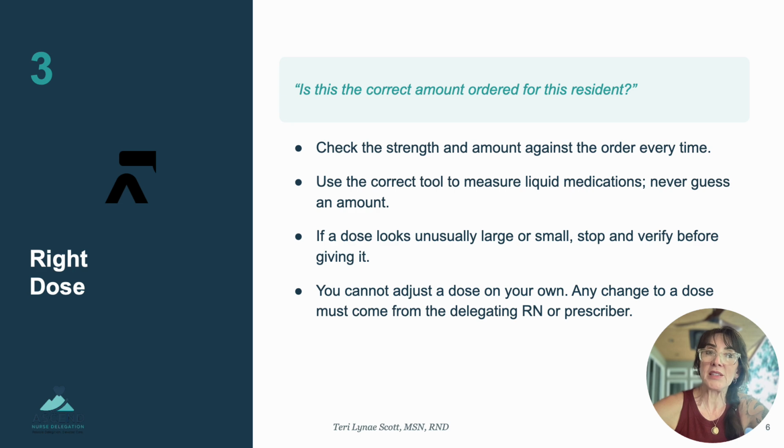The right dose means the exact amount ordered. Never estimate. Use proper measuring tools for liquids. That would not include a teaspoon. As a medication technician, you never change a dose yourself, and there should be no sliding scale outside of insulin with very clear parameters written. If you're confused or are suspicious that we're missing information, call your supervisor or your nurse delegator, and we will work through it together.